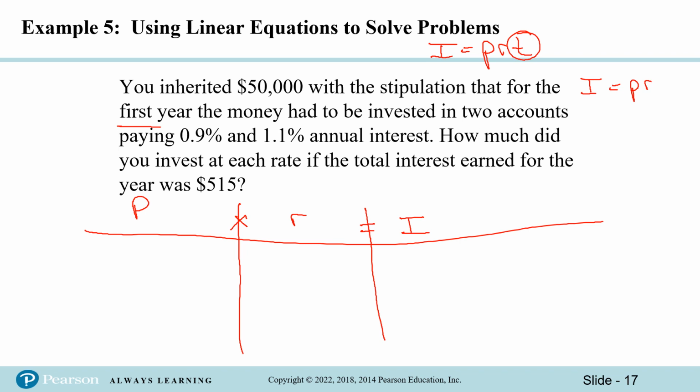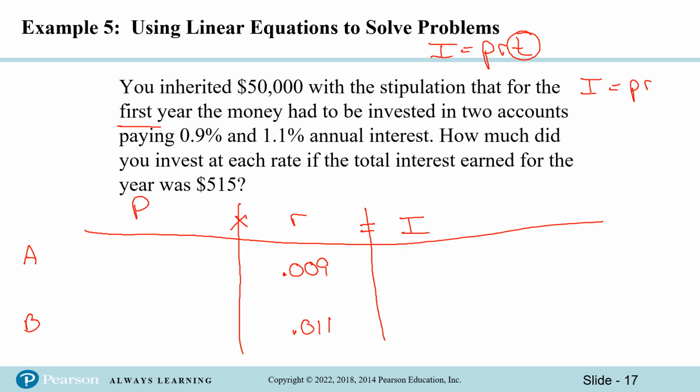So we're going to have the first account, let's call it account A, and the second account, let's call it account B. And they have one at 0.9%, which means you have to move the decimal 2 places. So 0.009 is going to be the rate. And then the rate for the other one as a decimal.